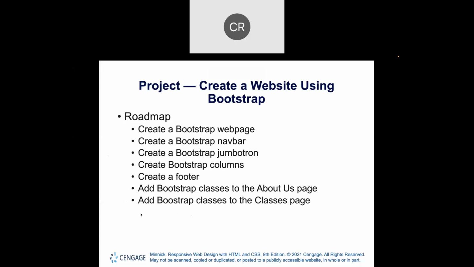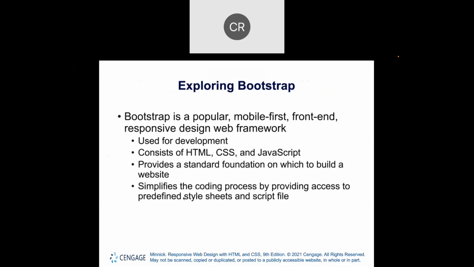So in the roadmap of building your website, you start off with a web page, your nav bar, your jumbotron, your columns, your footer, and you have classes, an about us page and a classes page. Bootstrap is popular as a mobile first, front end design web framework. It's used mainly for development. It consists of HTML, CSS, and JavaScript.